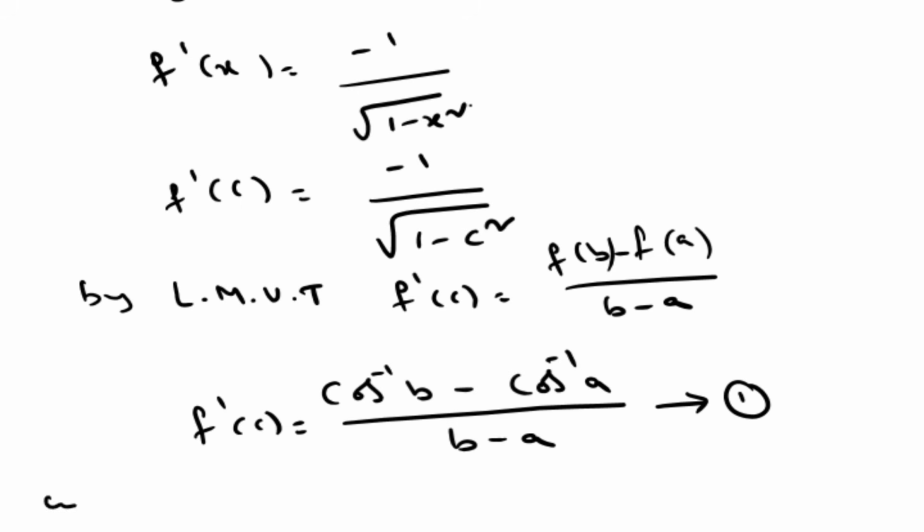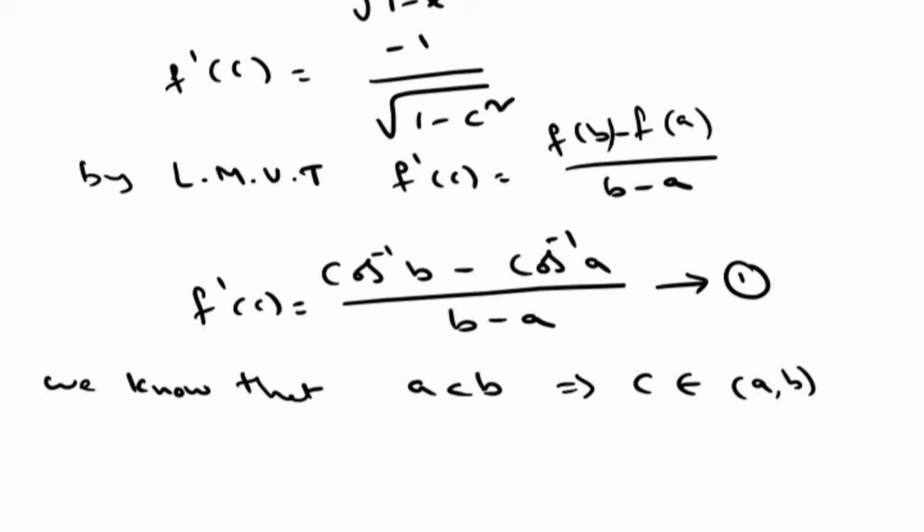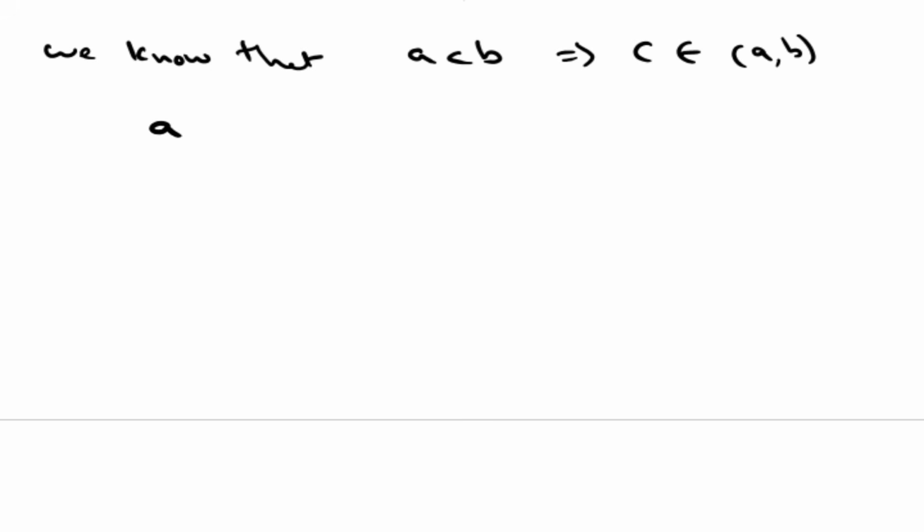We know that a less than b implies c is in between a, b. Then a is less than c less than b. Squaring on both sides, a square less than c square less than b square.